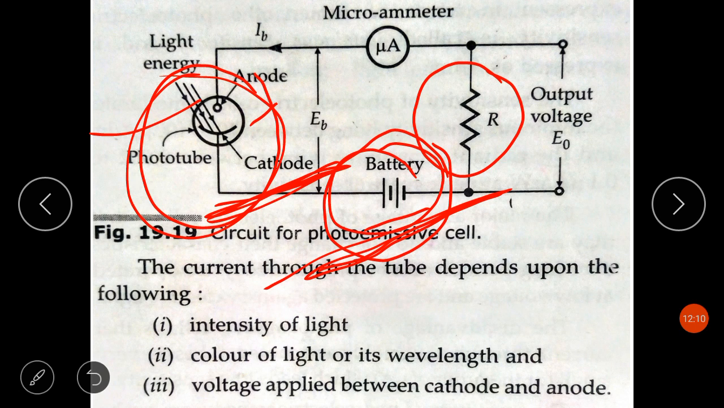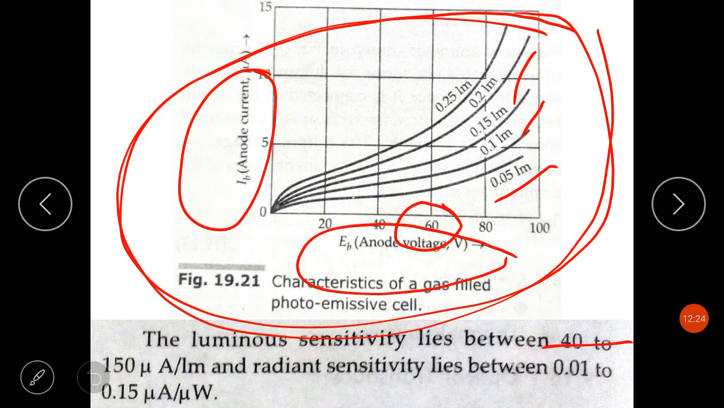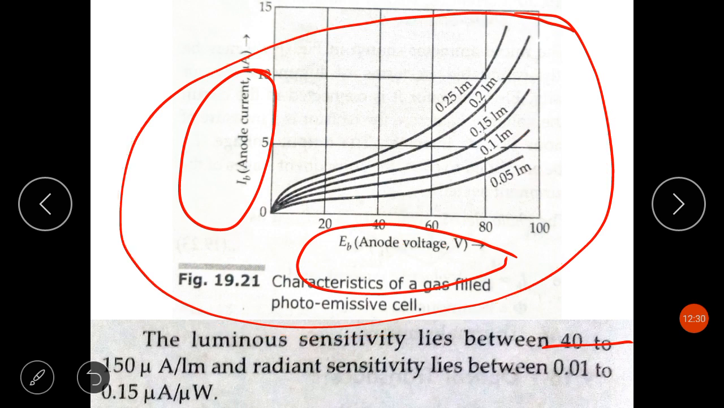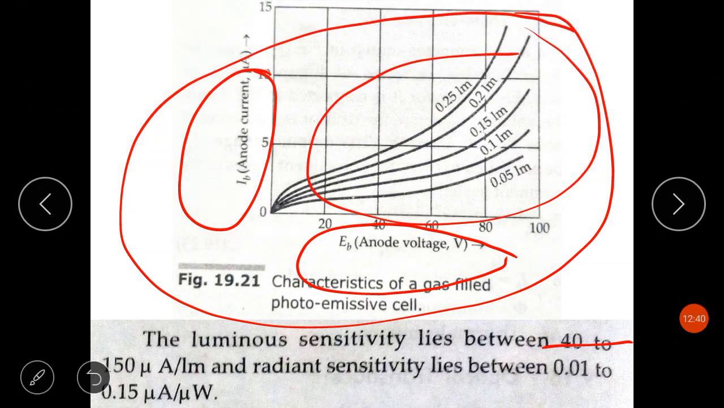The advantage of this gas type photoemissive cell is that it increases the sensitivity over the vacuum type photoemissive cell. The disadvantages are, first, that it is not as stable as the vacuum type photoemissive cell, and second, that the characteristics are non-linear, as you can see here.